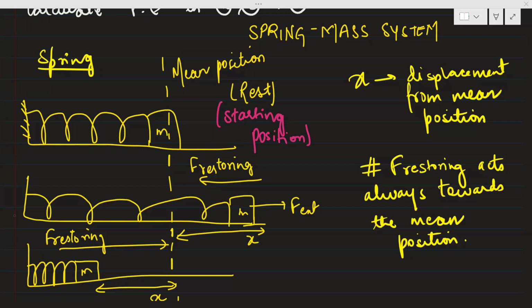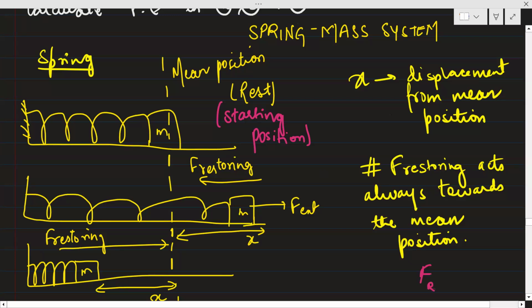Ma'am, what does F restoring mean? The F restoring that you've written, the second point, this one. Oh, this is F restoring, meaning force restoring. Sorry. Okay, ma'am, got it.